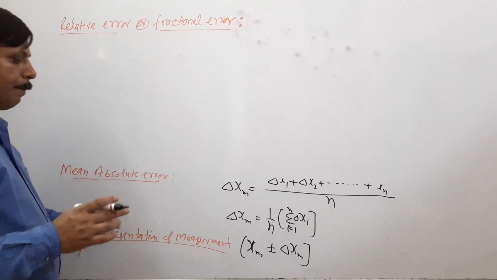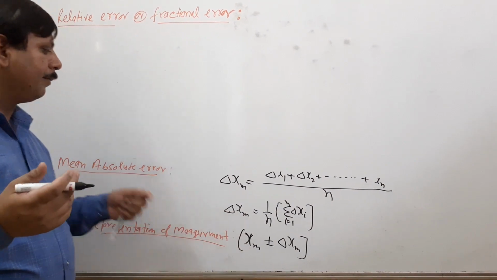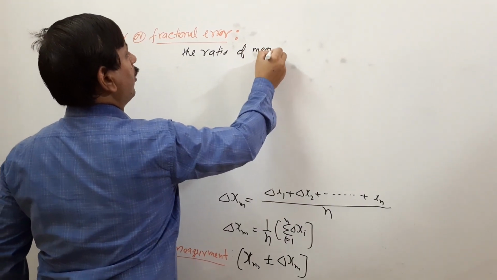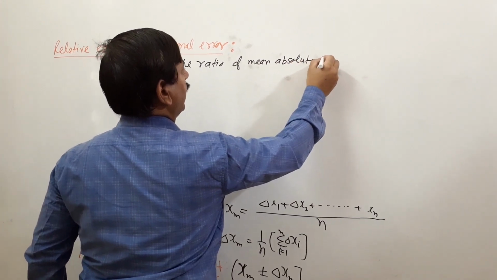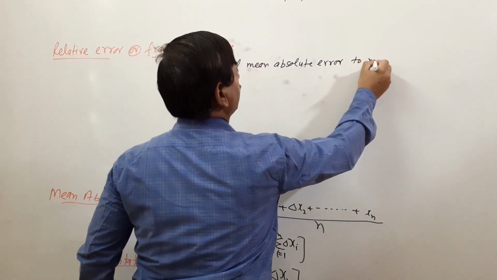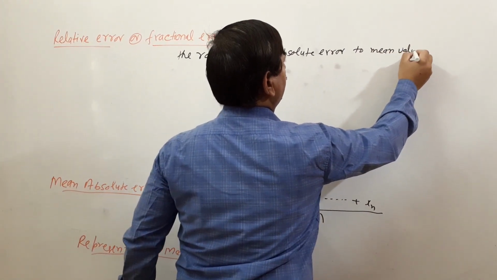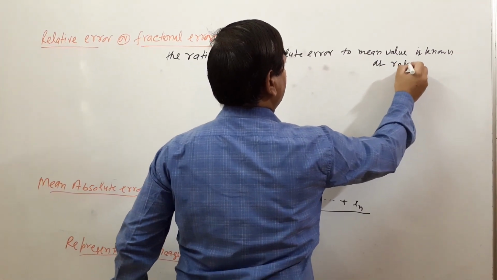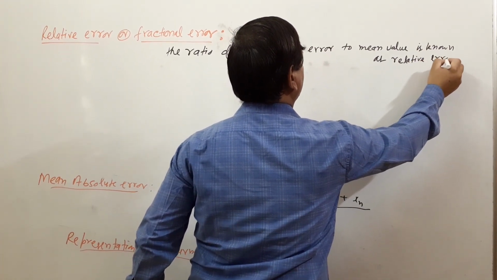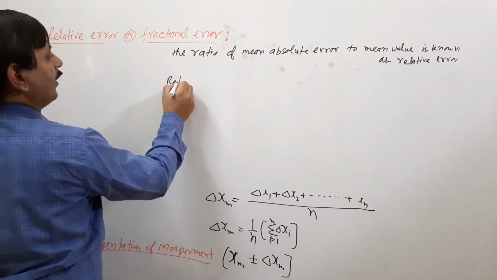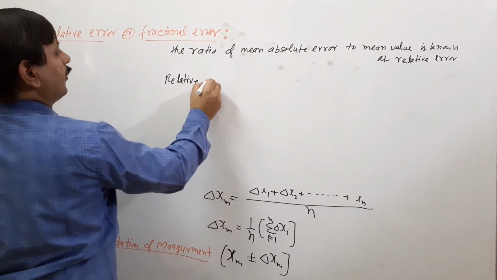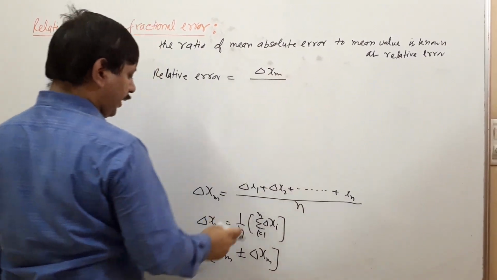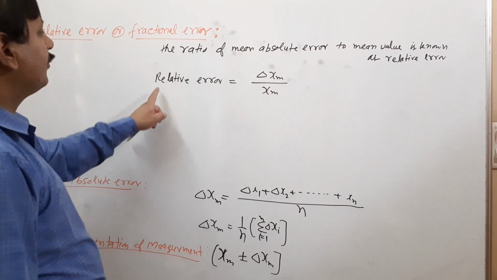Relative error means the mean absolute error divided by the mean value. The ratio of mean absolute error to mean value is known as relative error or fractional error. What will be the relative error? Relative error is equal to del xm divided by xm, the mean absolute error divided by the mean value. The ratio is known as relative error.